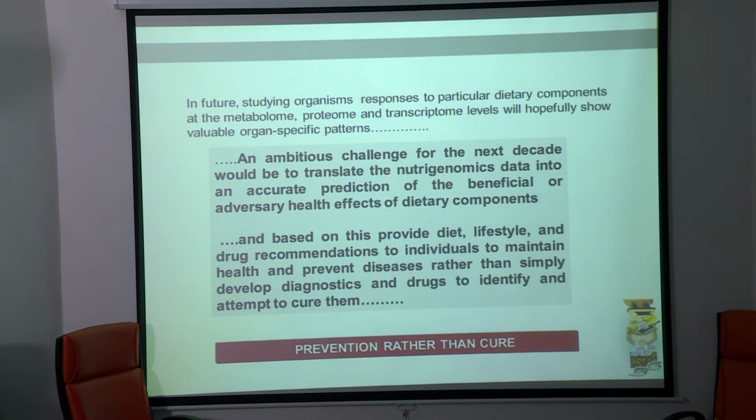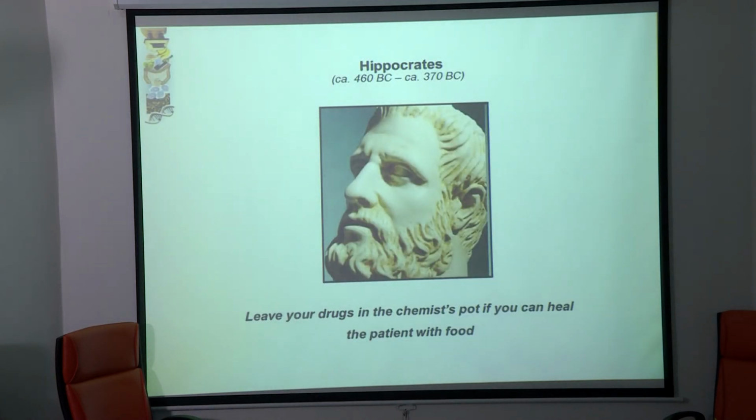It's a very ambitious challenge for the next decade. Here, the translation of nutrigenomics data into an accurate prediction of the beneficial or adverse health effects of dietary components will be analyzed, and based on this, provide a diet, a lifestyle, and drug recommendations to individuals to maintain their health and to prevent the diseases, rather than simply develop diagnostics and drugs to identify and attempt a cure to them. So the idea is to prevent rather than cure, and prevent with food.